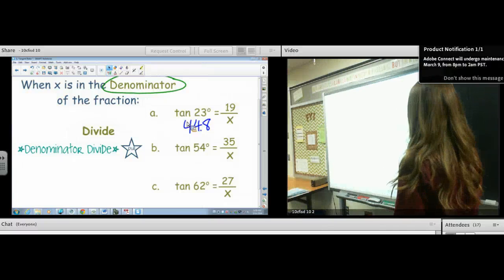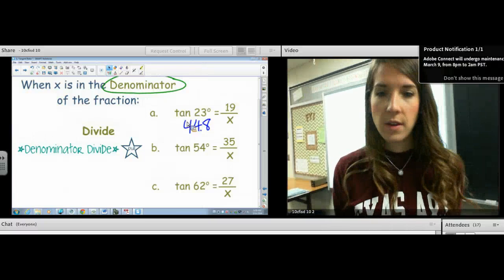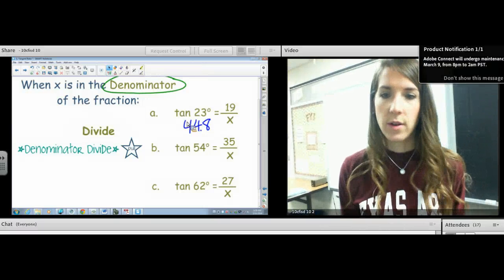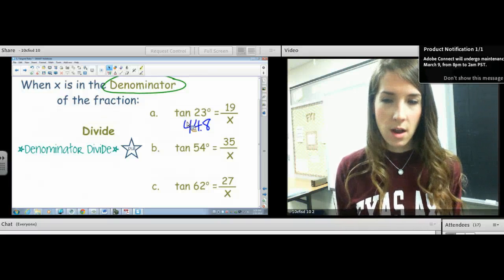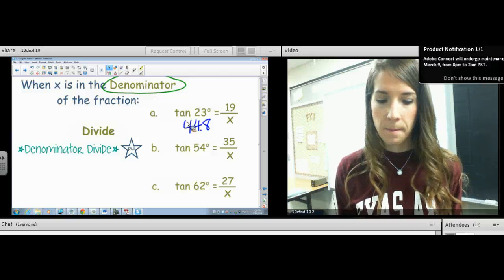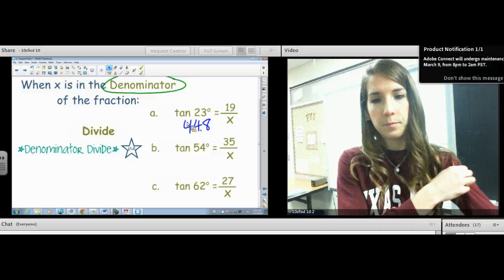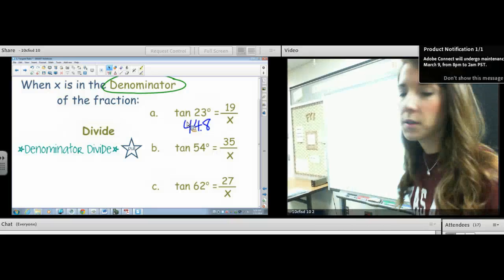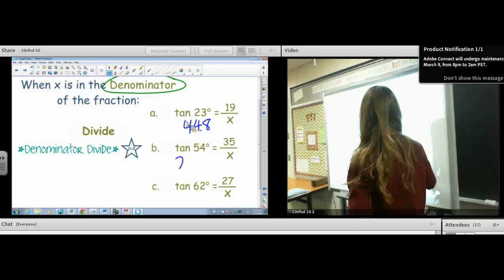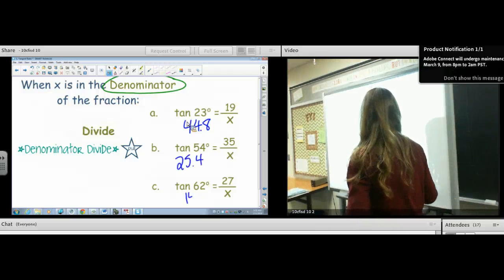Try B and C. Divide those. 35 divided by tan 54. 27 divided by tan 62. Denominator, divide. Jenny, can you do B? And Quan, can you do C? So 25.4 and 14.4.